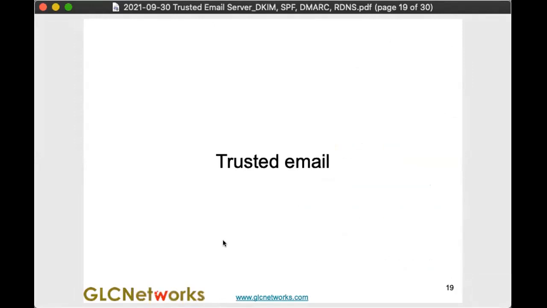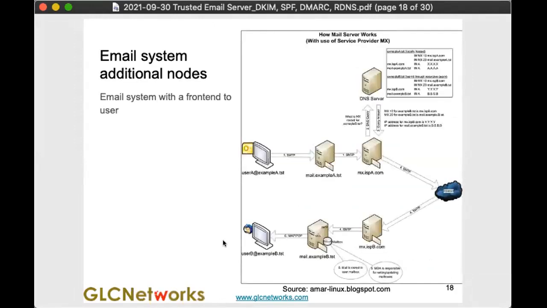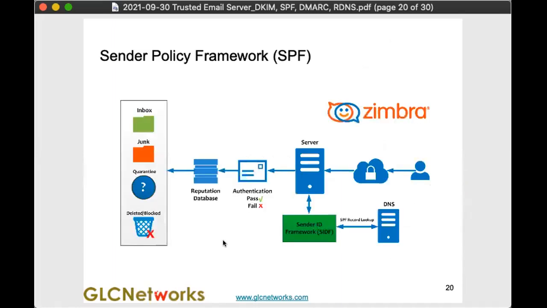Next is about trusted email. As I said, you already know how email is working. You send to the MTA, the MTA does a DNS lookup for the target MTA, and then sends the email to the destination, as simple as that. So trusted email first is by using SPF. SPF is Sender Policy Framework. There is an RFC for this.